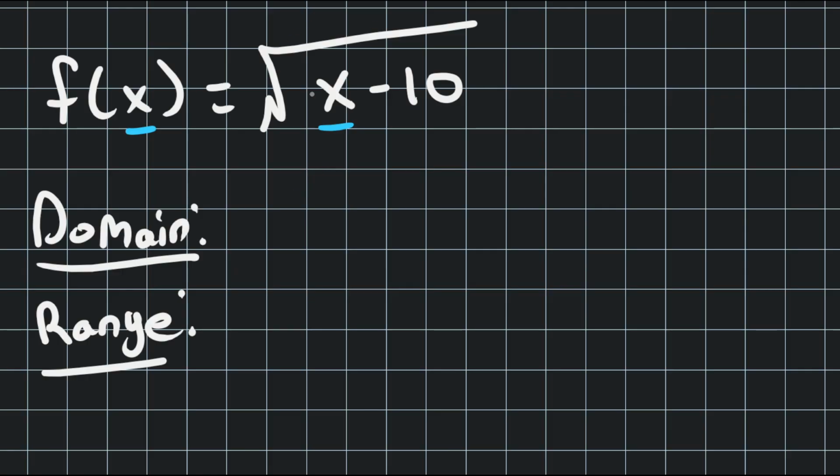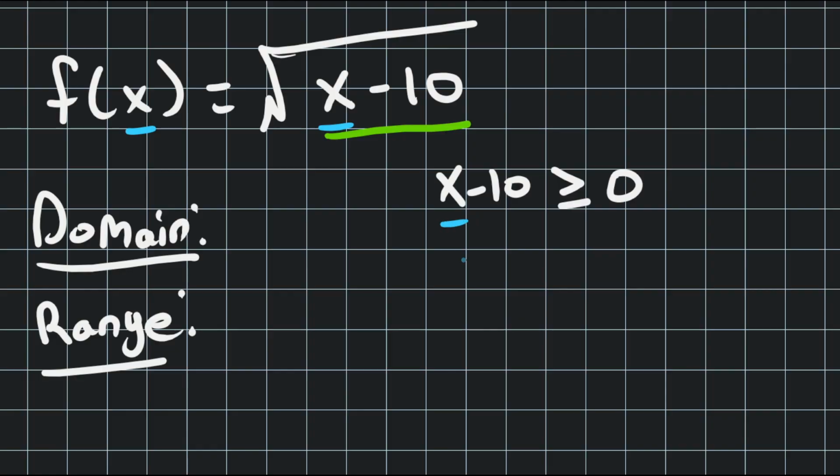Well, we know we have a radical here, square root. And remember, we're dealing with real numbers. So we can take the square root of positive numbers. We cannot take the square root of negative numbers. That's not allowed. So in other words, this big square root that we're taking right here, square root of x minus 10, that means x minus 10 has to be greater than or equal to 0.